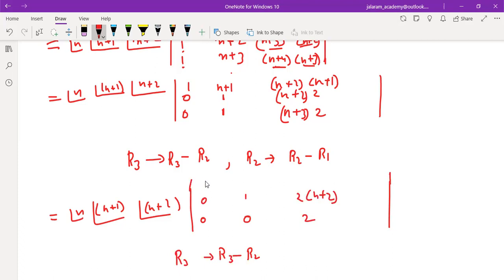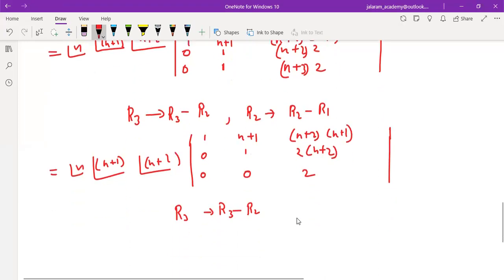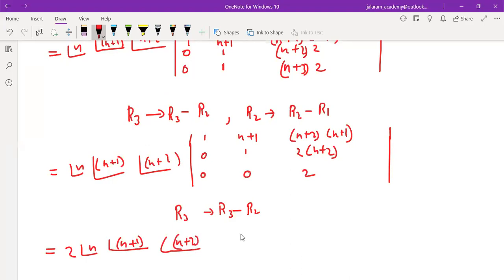First row is also written 1, n plus 1, n plus 2 into n plus 1. So there are zeros below the principal diagonal. So if we multiply, it is 1 into 1 into 2, that is 2. So 2 into factorial n into factorial n plus 1 into factorial n plus 2 will be there, which is the value of this determinant.